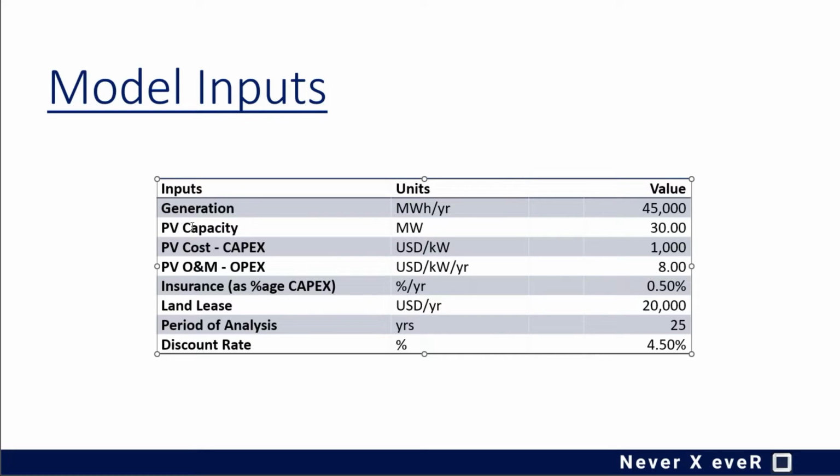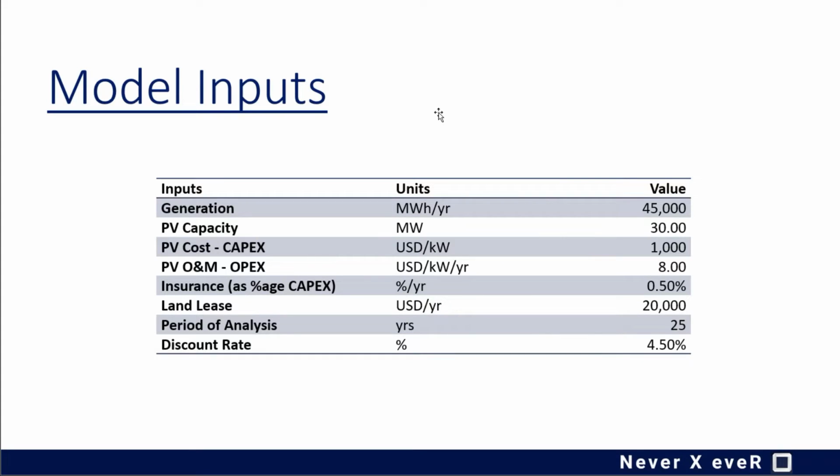Then we're going to have the PV capacity, which is the power plant capacity of 30 megawatts. We're going to assume a PV capex of $1,000 per kilowatt, and an operation and maintenance cost for the PV of $8 per kilowatt per year. Insurance is going to be a cost based on a percentage of the Capex. We're going to assume 0.5%. The land lease is going to be a fixed number of $20,000. And we're going to have a period of analysis of 25 years and a discount rate for the net present value of 4.5%.